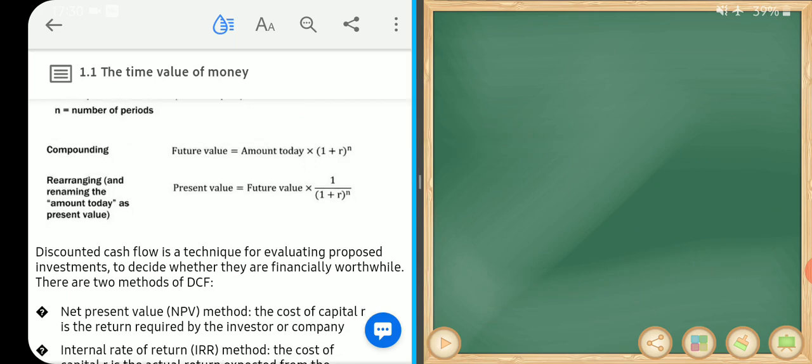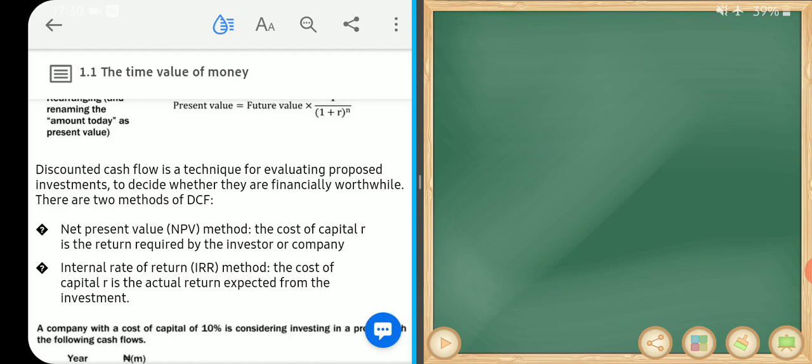Now let's continue. I said discounted cash flow is a technique for evaluating proposed investments to decide whether they are financially worthwhile. Now you want to invest as a manager in a business. You'll be approached several times concerning investment proposals. So you have to sit down and analyze: will this investment be financially worthwhile, or will it just be a waste of money? So this is where these calculations come into place.